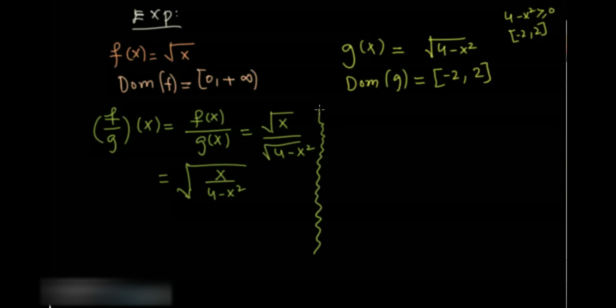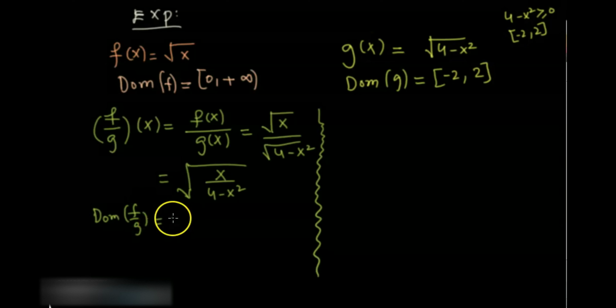So for the domain of f over g, first you need to take the intersection of these two sets. So the domain of f over g is, first you take the intersection of the domain of f and the domain of g, and then we will subtract those values of x where the denominator is 0. So first let's take the intersection of these two sets.